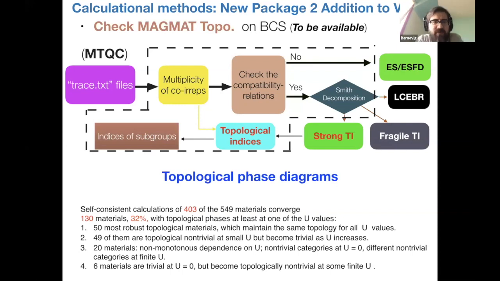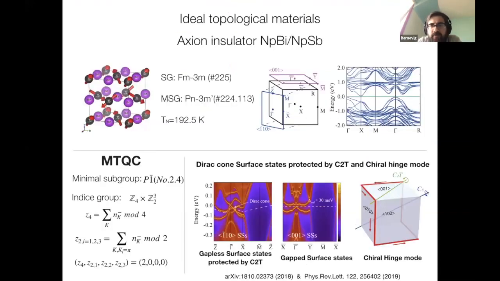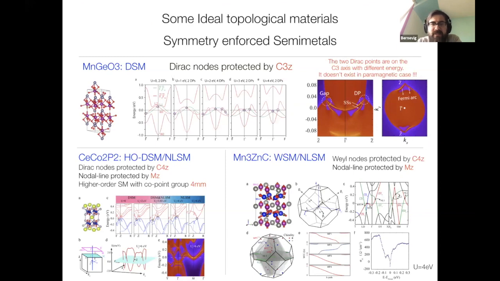So let me give you some examples. For example, neptunium bismuth is an axion insulator with quite a large gap, calculated with LDA plus U, and this remains the same for all the values of U that we tried. Then you have magnetic Dirac semimetals, for example, Dirac nodes protected by some C3 symmetry, which don't have to be at the same energy, unlike in the time-reversal invariant case.